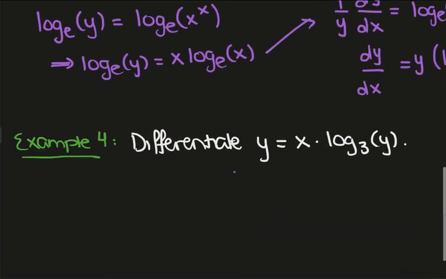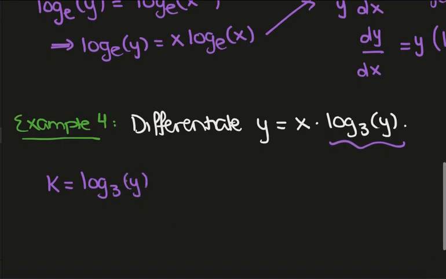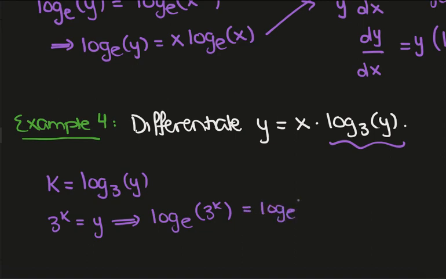For our last example, let's look at differentiating y equals x times log 3 y. So to differentiate logarithms that do not have base e, we need to change the base. So what I'm going to do is just call it something else. I'm going to set k to be log 3 y. Now if I simplify this, I get 3 to the k is equal to y. And then I'll take log e of both sides. So I get log e 3 to the k is log e y.